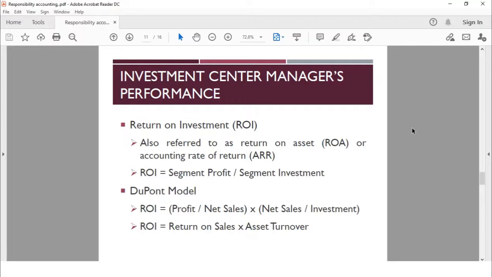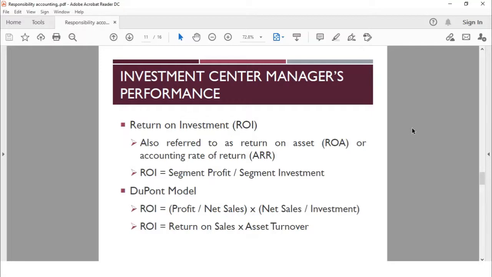Now don't be confused with segment margin. Segment margin is different from segment profit. In our earlier example, the profit or loss there is your segment profit or loss, meaning the profit of that certain segment, that certain product or center. So it is not the segment margin. It is your profit divided by your investment.